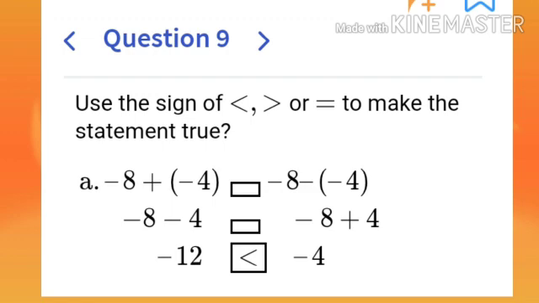So minus 4 and minus 12 are on the left side of the number line. From the origin, which is 0, we will move towards minus 4. Then we will move towards minus 12. Therefore, minus 4 is greater than minus 12.